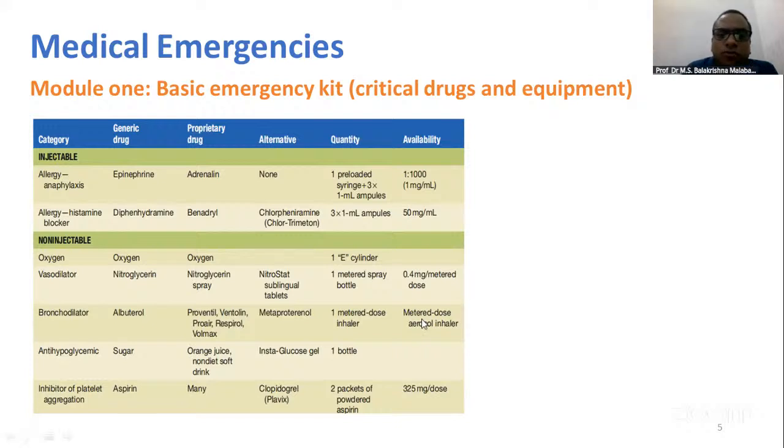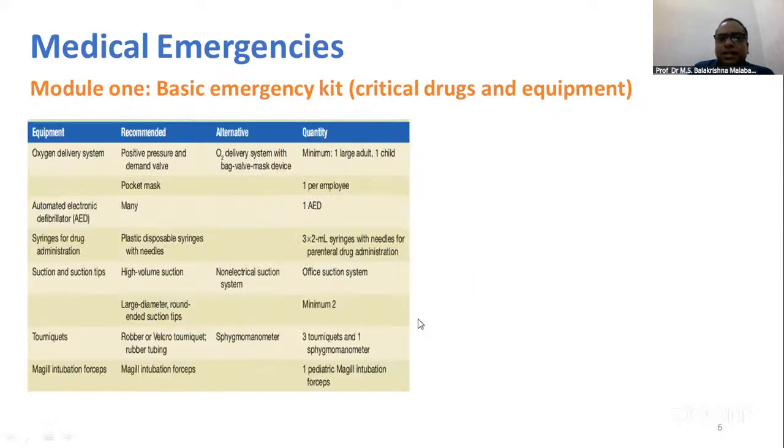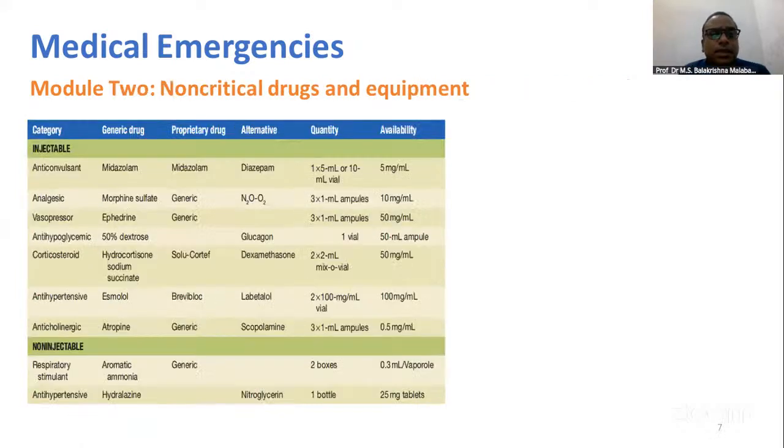So this was module 1, basic emergency kit. And then this is the continuation of module 1. You can take a screenshot later. And then module 2, non-critical drugs. So here you've got injectable, non-injectable. This is module 2, right.